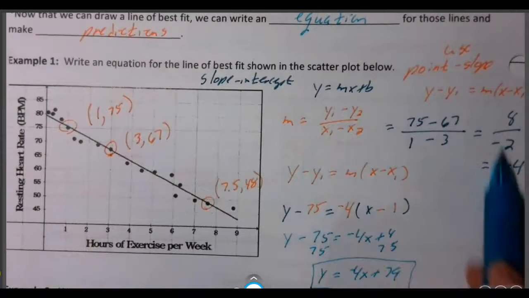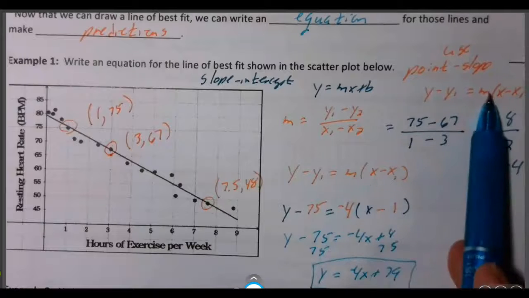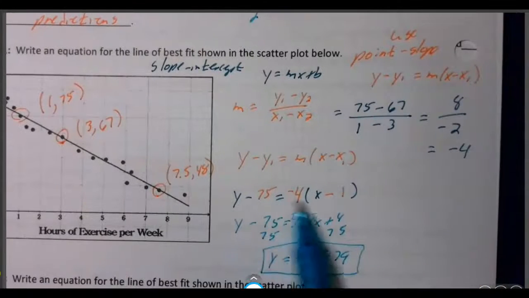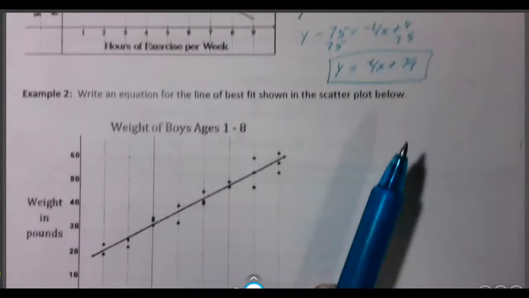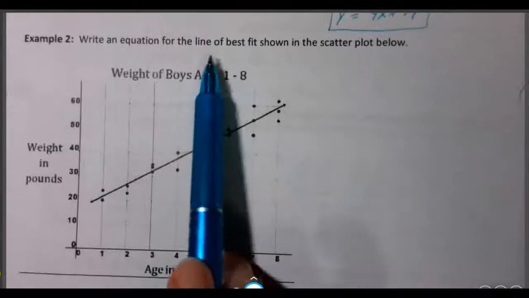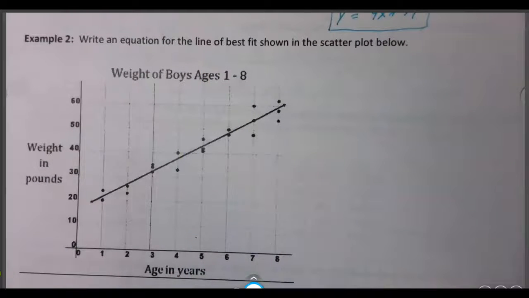Good. So look at this again. We found the slope. We plugged it into point slope form. And then we simplified it down to slope intercept, so we got y on the side by itself. Okay, so what I'd like you to do is write the equation for this one. I'd like you to try this one.